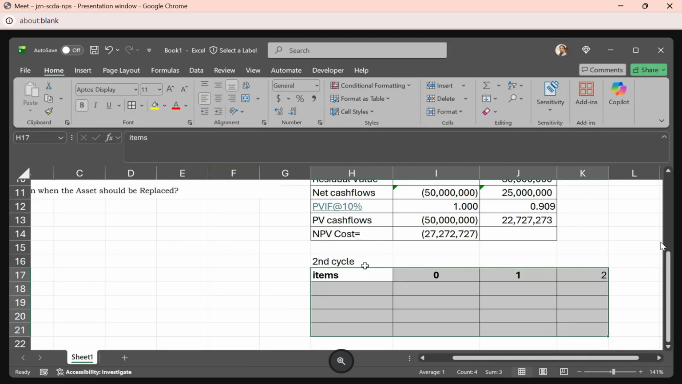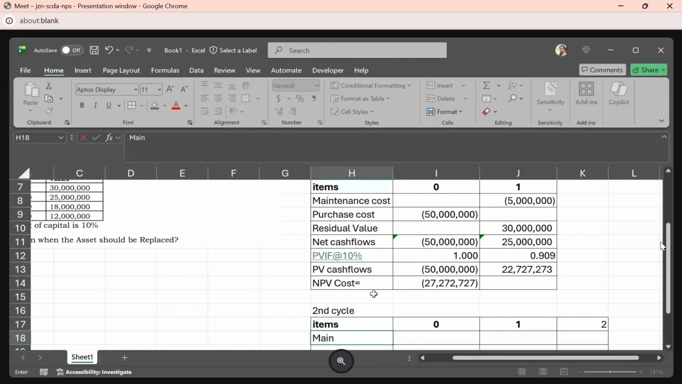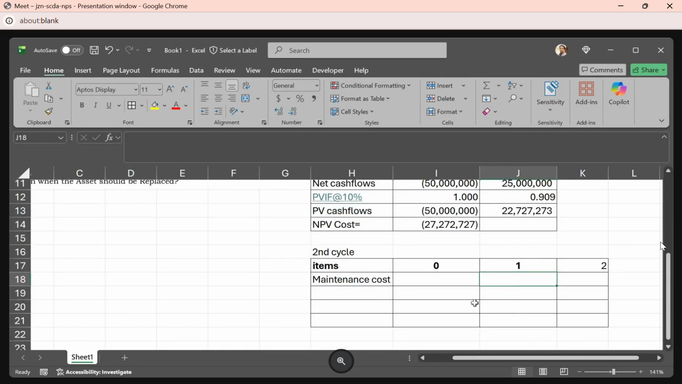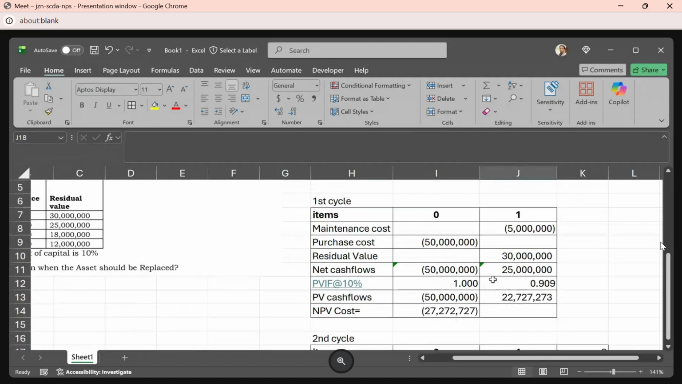So now I can say we have all the cost. We have maintenance cost, the cost we'll be using to maintain our asset. So the cost that we are supposed to be using, when you look at this, you see we are supposed to deal with maintenance cost in year one.